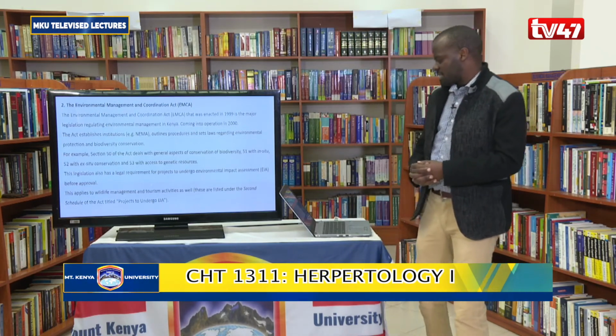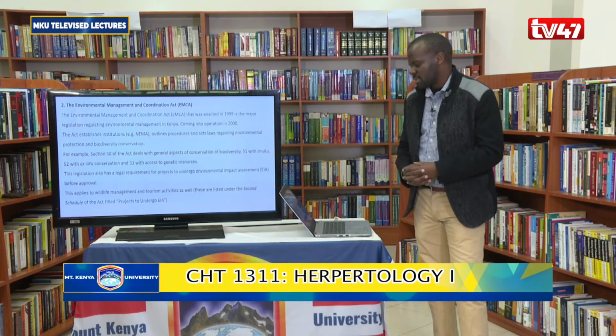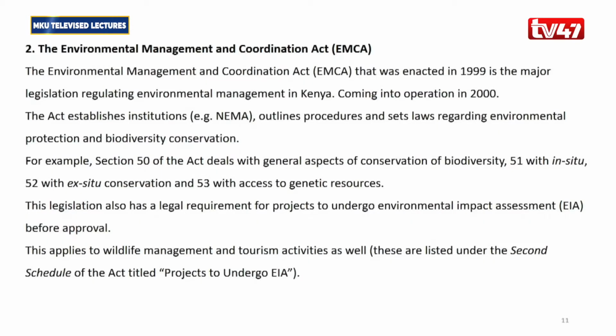Now, if you look at, for example, section 50 of the Act, that is the EMCA, you find that it highlights issues about ex situ and in situ. What is the meaning of in situ and ex situ? In situ is a conservation approach where wildlife is managed within the areas where they are normally found, in their natural habitats. For example, managing amphibians that are found in the national parks and national reserves, that is in situ conservation.